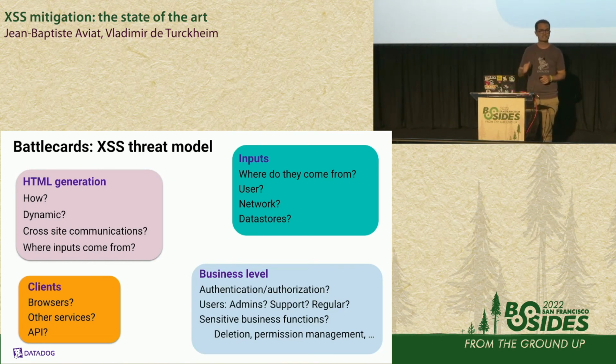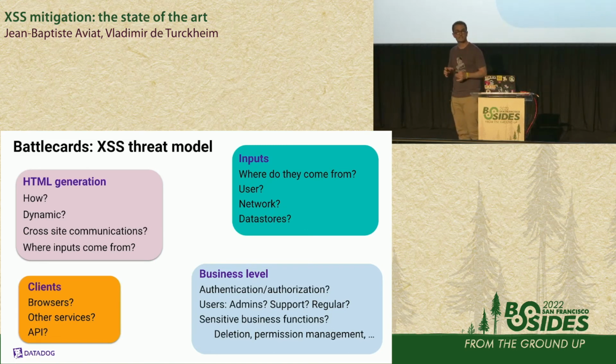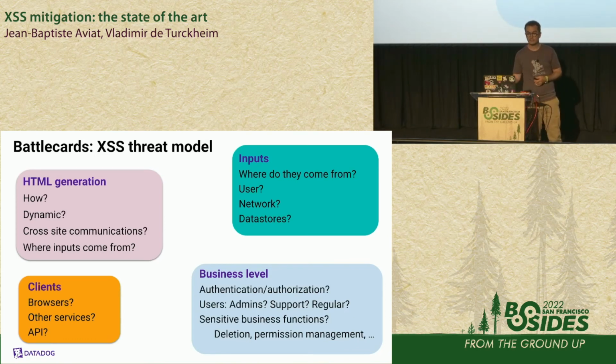So for instance, HTML generation. Okay, how is it done? Is it static? Is it dynamic? Are you using cross-site communications with other iframes or other domains maybe? What about the clients? Is the app or the service talking to the browser, to another service? Is it only generating JSON? Is it an API? Of course, the inputs, where are they coming from? Is that the network, the data stores, the user?